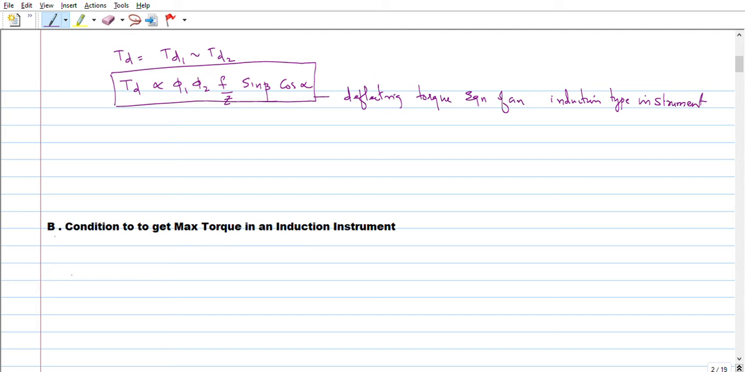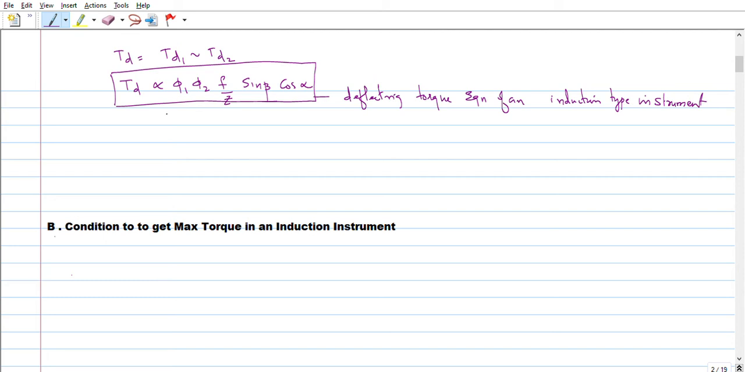The current produced by the shunt magnet flux is I1, and by the series magnet is I2. So the interaction of phi1 and I2 produces TD1, and the interaction of phi2 and I1 produces torque TD2. Therefore the resultant torque TD is equal to TD1 minus TD2, and TD is proportional to phi1 phi2 into F by Z into sin beta into cos alpha.